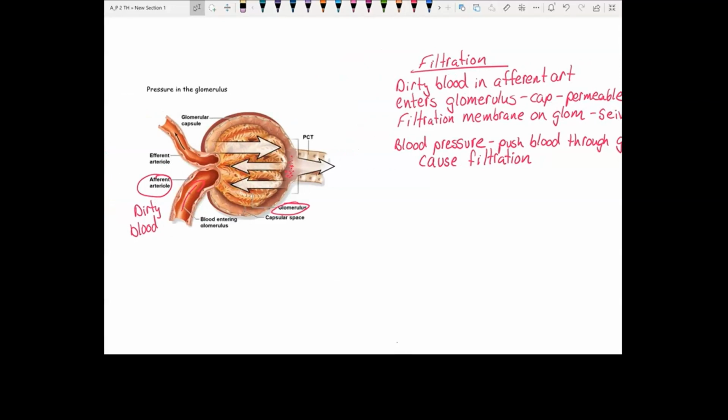If you think back also to chapter 20, we had the HP of a capillary, the hydrostatic pressure. It was 35. So that is in a capillary of your body. And if you need to, look back at chapter 20 where you labeled that. It was the first page of notes from chapter 20. It's a picture of a capillary. We talked about hydrostatic pressure and colloid osmotic pressure. Okay. In the glomerulus, your HP is 60.